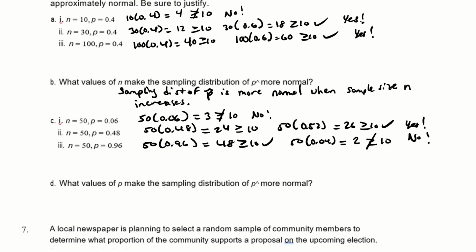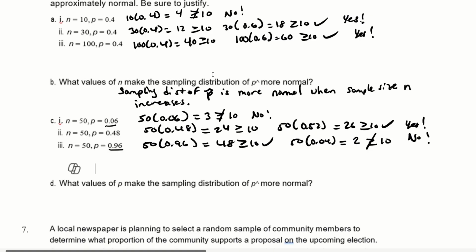Well, we don't want P to be too extreme. So notice this is extreme, this is extreme. And we want P to be more moderate in value, so closer to 0.5. The closer it is to 0.5, the more normal it's going to get. If it's closer to the extremes, to 0 or 1, it's going to be skewed and it's not going to become normal. The only way to make it normal is if you have a really, really large sample size to offset that extreme value of P. Okay.